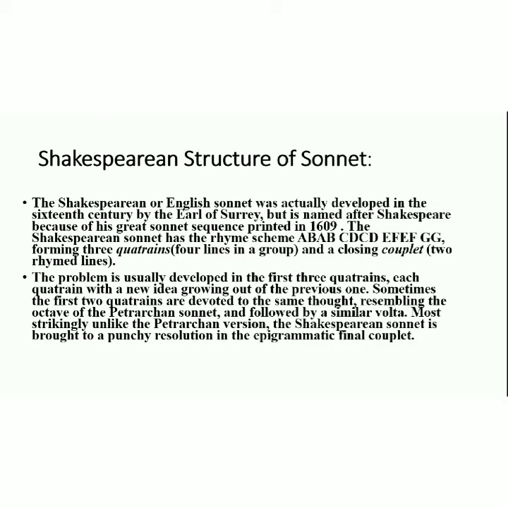So the next is the Shakespearean structure of the sonnet. The Shakespearean or English sonnet was actually developed in the 16th century by the Earl of Surrey. But it is named after Shakespeare because of his great sonnet sequence printed in 1609. The Shakespearean sonnet has the rhyme scheme ABAB, CDCD, EFEF, GG, forming three quatrains, four lines in a group, and a closing couplet, two rhymed lines.